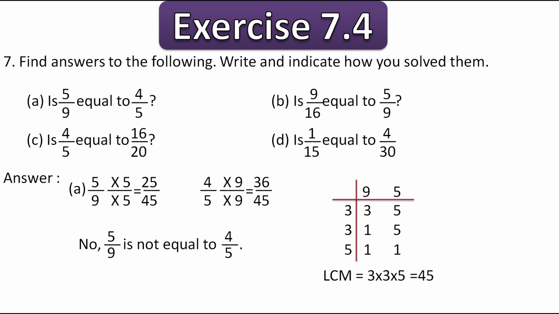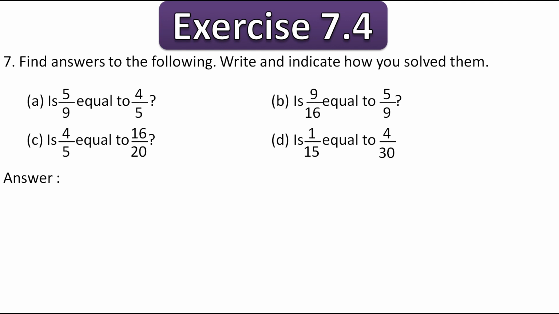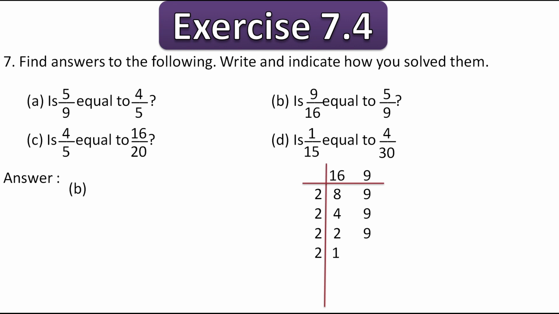Now let's find for B1, that is 9 upon 16 and 5 upon 9. For this again we have to find the LCM of 16 and 9. 2 8s are 16, 9 will remain as it is. 2 4s are 8, 9 will remain as it is. 2 2s are 4, 9 will remain as it is. 2 1s are 2, 9 will remain as it is. Now 3 3s are 9, 3 1s are 3. So we are getting the LCM as 144.